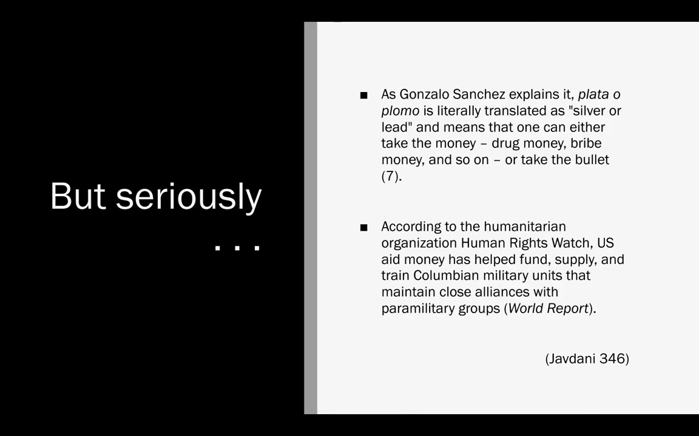And here's another one. According to the humanitarian organization Human Rights Watch, U.S. aid money has helped fund, supply, and train Colombian military units that maintain close alliances with paramilitary groups. So we have, again, we've cited an organization this time, and we've identified them as a human rights organization. And then our signal phrase is from an unauthored source. So Human Rights Watch was not the author. But again, that keyed system will be discussed in another presentation.